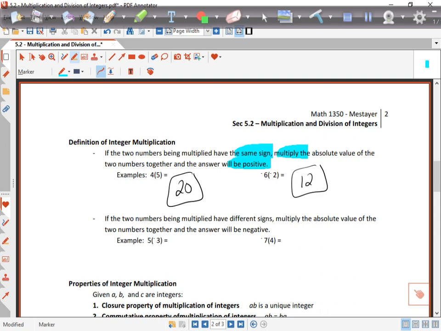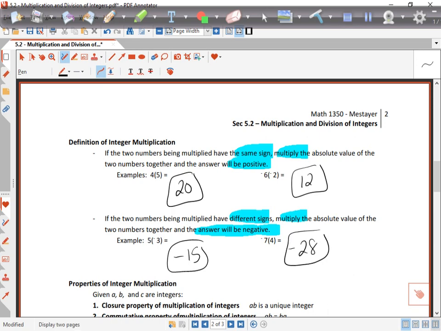The next one, if 2 numbers being multiplied have different signs, we'll multiply, and then the answer will be negative. So here, 5 times -3, you do 5 times 3 is 15. Opposite sign, so negative. Here, -7 times 4, you do 7 times 4 is 28. Opposite sign, so it's negative.